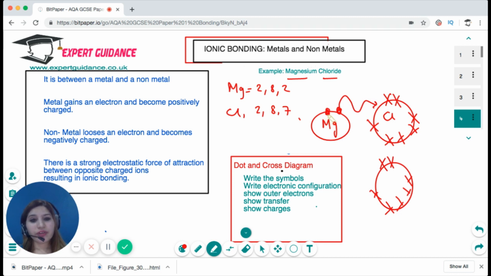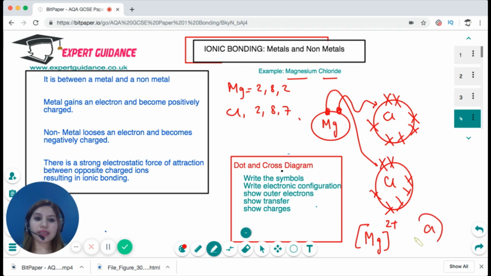Magnesium has to get rid of 1 more, so it will take the help of another chlorine. And then what will happen at the end, magnesium has lost 2 electrons, so it will have a +2 charge. Chlorine has 7 electrons, 1, 2, 3, 4, 5, 6, 7, and a dot, with the -1 charge, and there are 2 chlorines. So ionic bonding is between metal and non-metal.